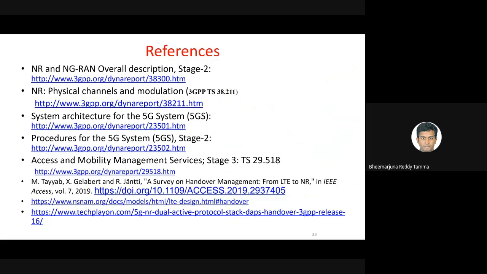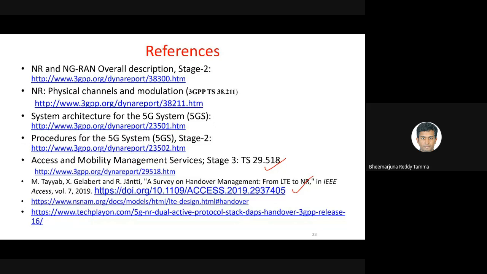I think this particular spec talks about access and mobility management services stage 3. And this is one of the interesting survey papers that talks about the handovers not only in 5G but also the 4G handovers as well. You can see what is the difference between 4G and 5G. Only some of the events are added extra in the case of 5G, and we have the beam level handover that is also added in 5G, which was missing in 4G. And also we have these CRAN related handovers that are also new.